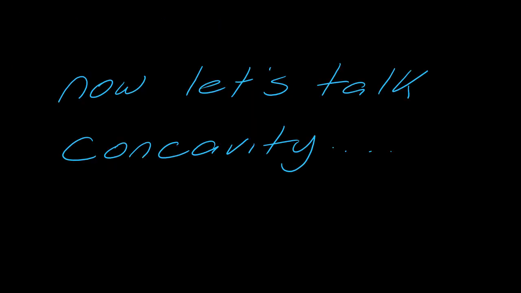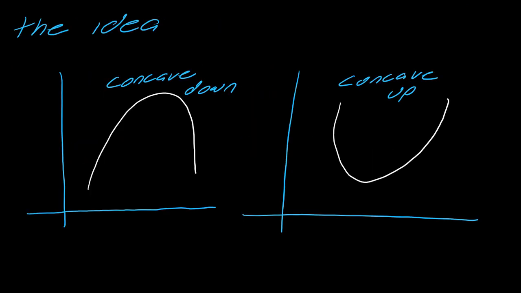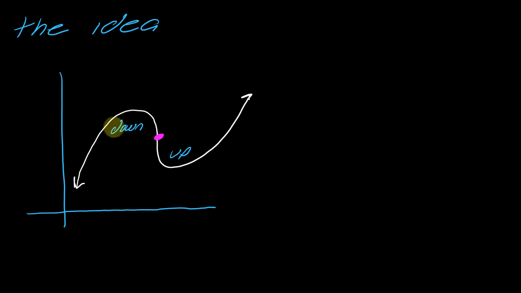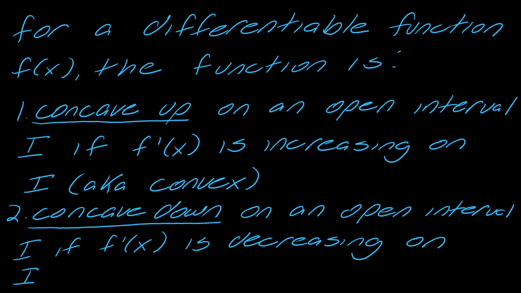Okay, now let's talk concavity. Just visually, this is what a graph looks like when it's concave down. This is what it looks like when it's concave up. A graph can go from concave down to concave up, and then you have this point here. That's where concavity changes, so that's the point of inflection. For a differentiable function, we have concave up if the first derivative is increasing, and another word for concave up is convex. And a graph is concave down if the first derivative is decreasing on some interval.